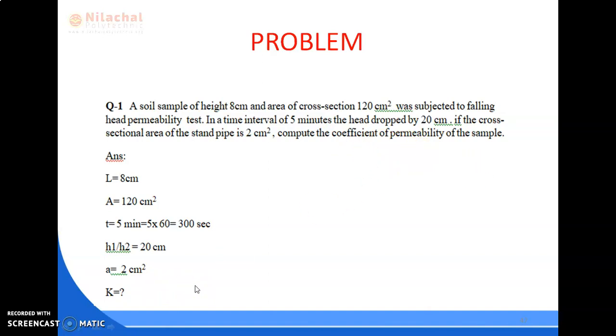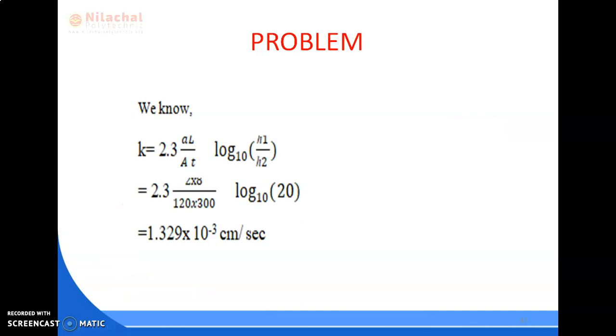So let us find it. K equals, we know the formula, 2.3 into aL by AT log base 10 h1 by h2. Here everything is given, we only have to put in the values. So 2.3 into 2 into 8 by 120 into 300, log base 10 h1 by h2, which is directly given as 20. So our answer is 1.329 into 10 to the power minus 3 centimeter per second. This is the answer.